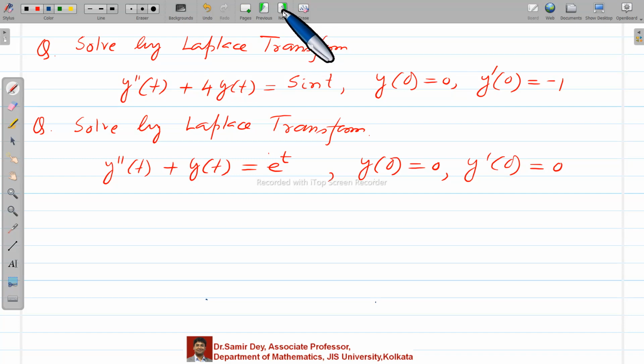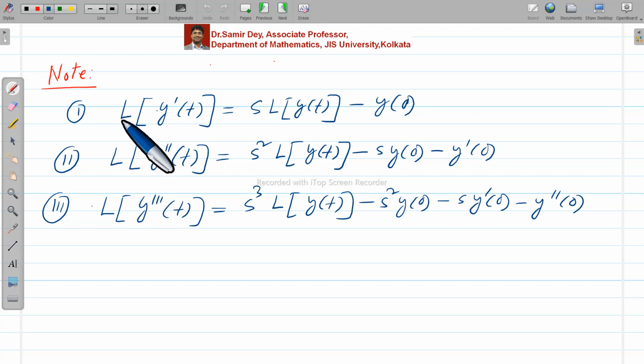So we should discuss the derivative formula. This is the recapitulation part. L of y'(t) is equal to s L of y(t) minus y(0). L of y''(t), the double derivative of y, is s square L of y(t) minus s y(0) minus y'(0), and L of y'''(t), that means the third derivative of y with respect to t, is s cube L of y(t) minus s square y(0) minus s y'(0) minus y''(0). Clear?